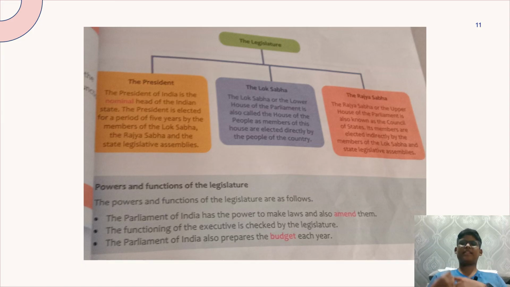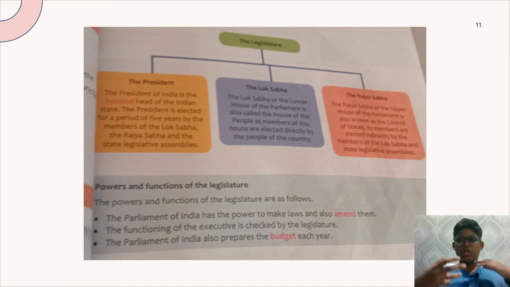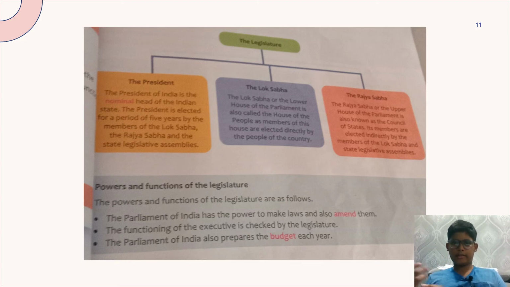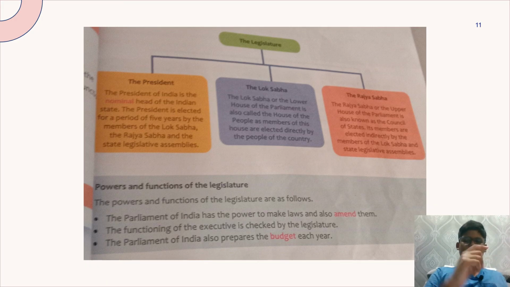And then we have the Rajya Sabha. The Rajya Sabha is often regarded as the upper house of the parliament, or also as the council of states, because the leaders who go to the Rajya Sabha are elected by the Lok Sabha and the SLAs (state legislative assemblies).